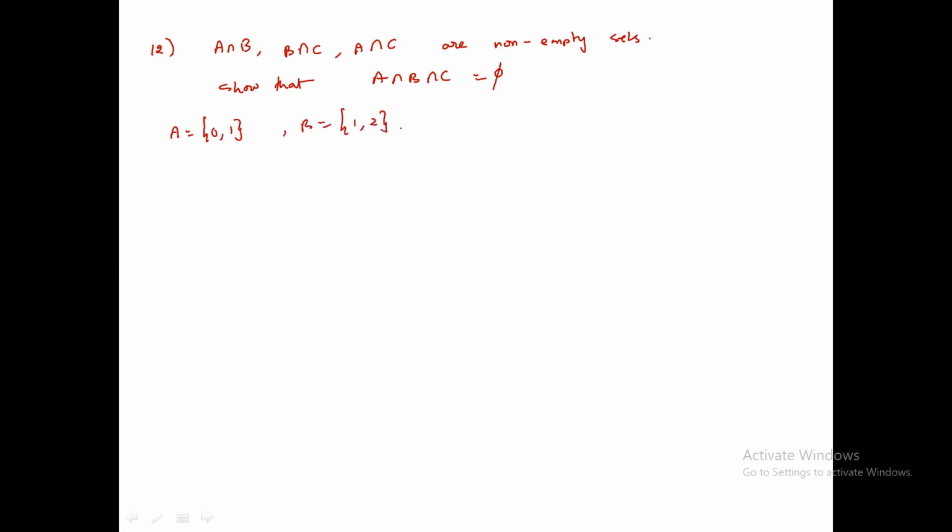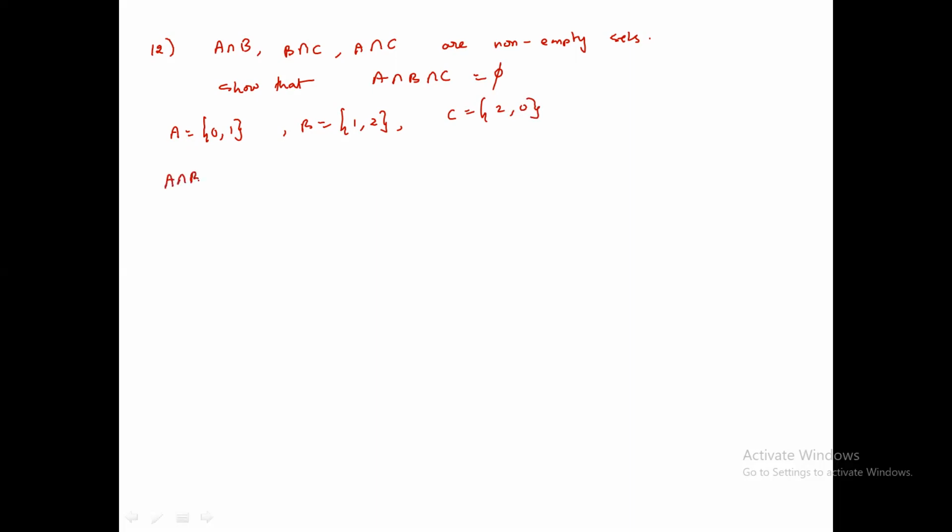A, B, C are three sets. A intersection B, B intersection C, A intersection C, all the three are non-empty sets. Then show that A intersection B intersection C equals empty set. So what I will do is take A as {0, 1}, B as {1, 2}, and C as {2, 0}.